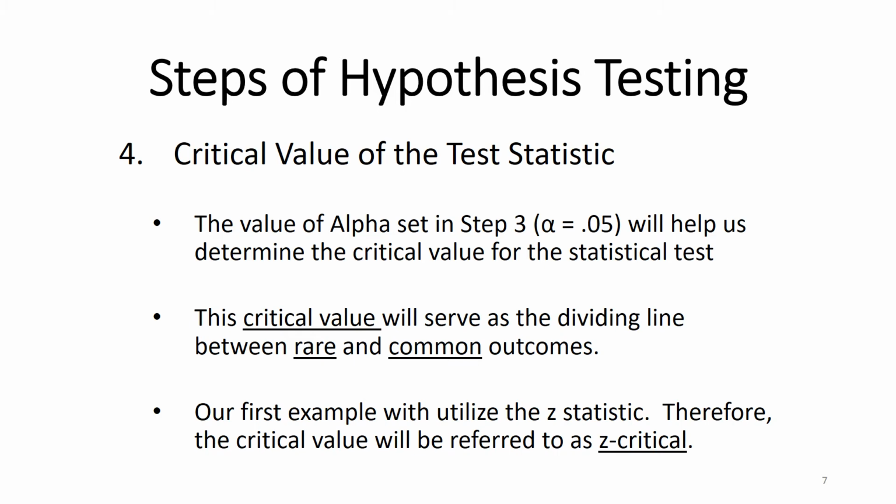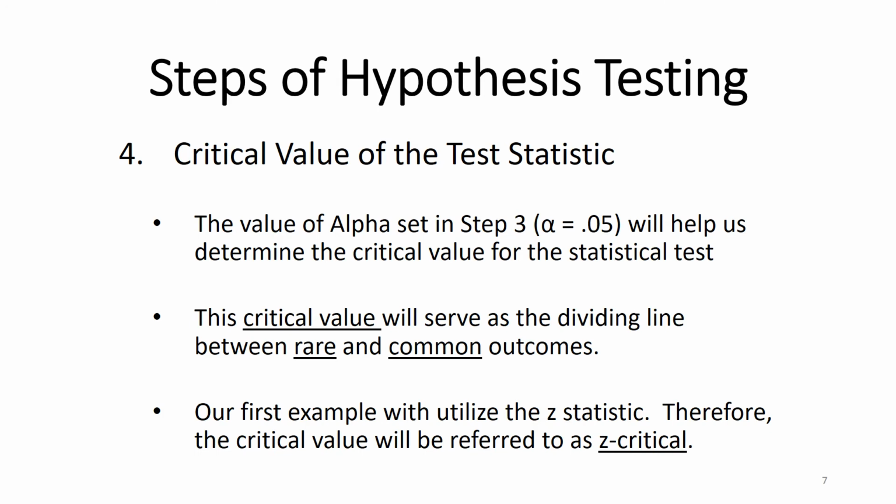So in step 3, we set up an alpha of 0.05. That alpha is going to help us to determine the critical value for our test statistic. And as I have said several times, but you can see on the next bullet point, this critical value will serve as the dividing line between rare and common outcomes.